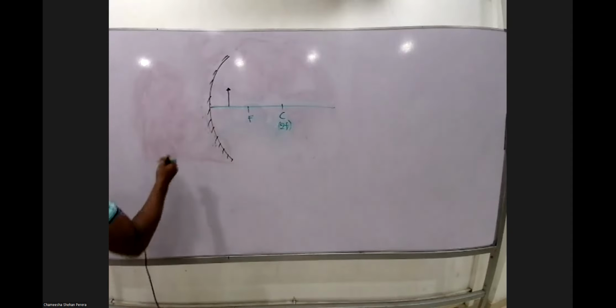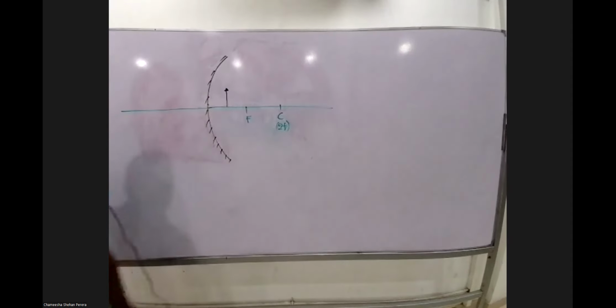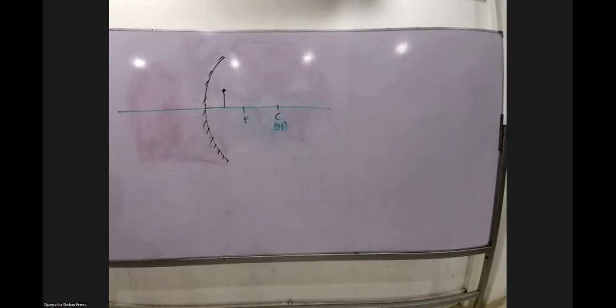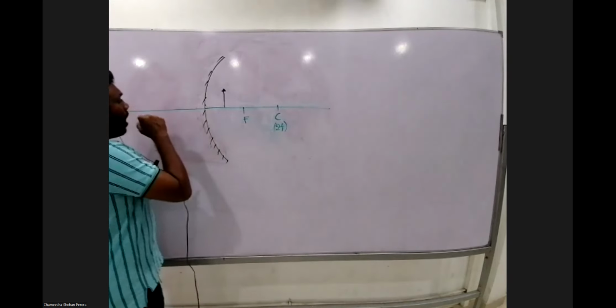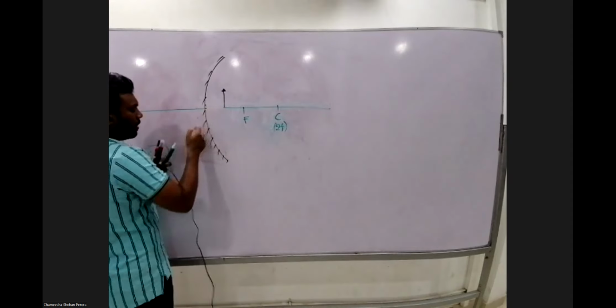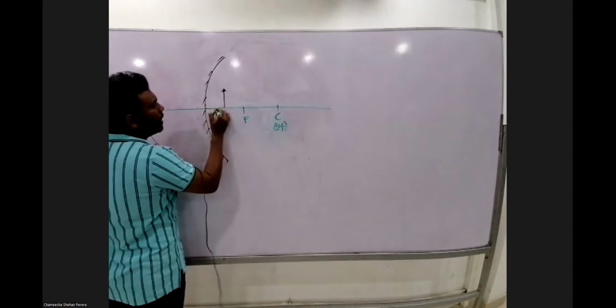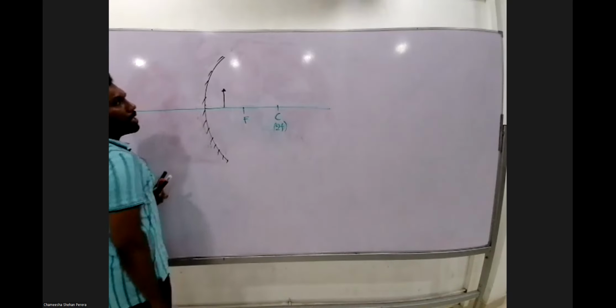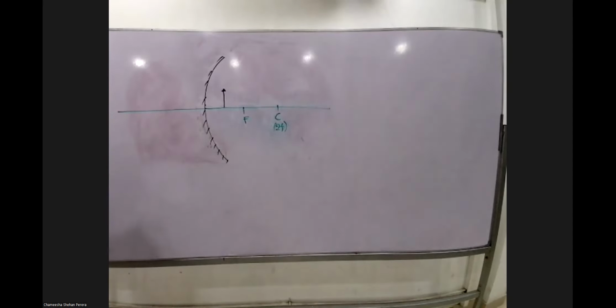The next thing, I have to extend the principal axis in this direction. Then I have to consider the light rays, how they would go. As you know, any light ray coming along the principal axis from the bottom of the object would come and go along the same path. So we are going to draw the ray diagrams of the light rays which are coming to the concave mirror from the top of the object.